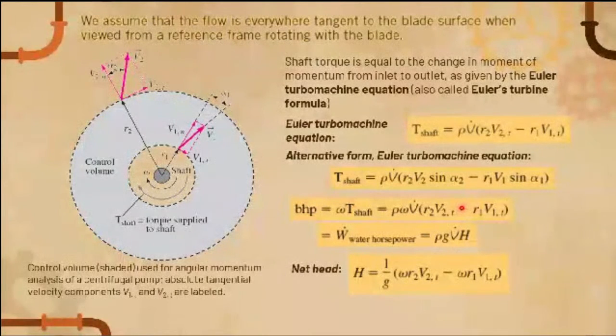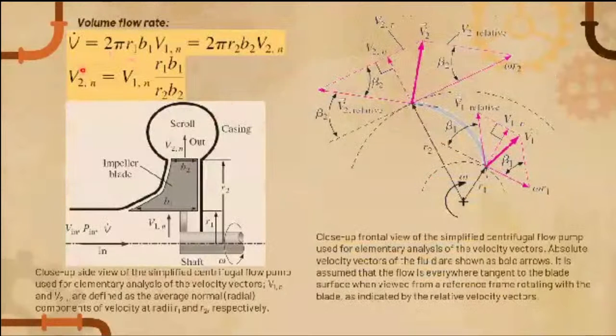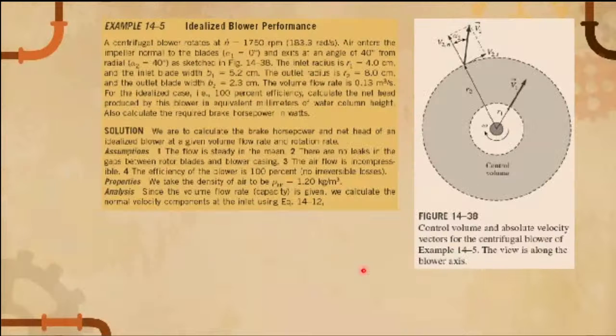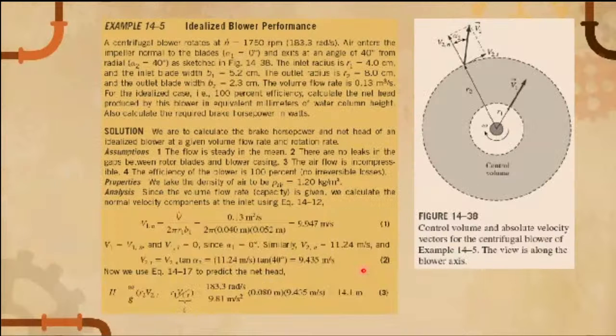Okay. So it's very straightforward. You just use the equation from here to calculate the normal velocity at the outlet, and then you can convert the normal velocity at the outlet to tangential velocity. Then you use the tangential velocity to find out the head, the net head. Okay, so with that you will have the net head.